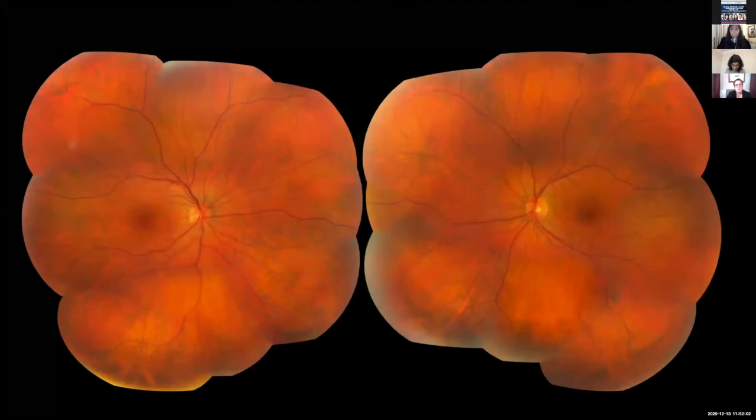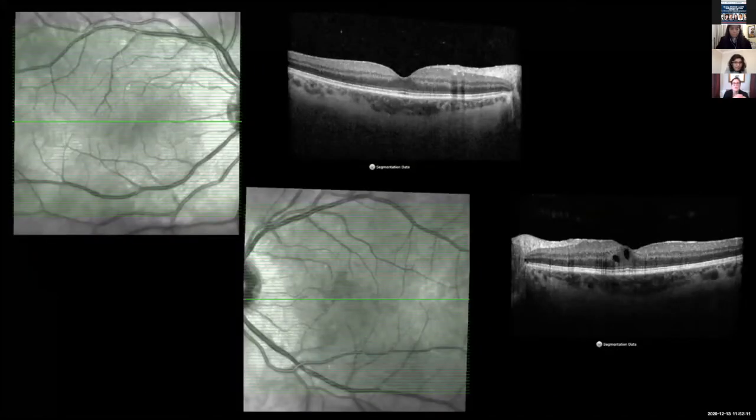So this is a montage that I put together just showing you that she doesn't have significant haze and has no visible vasculitis. So here are her OCTs, and the OCT of the right eye looks really normal. And in the left eye, we just see a little bit of cystoid macular edema. But I want to tell you that if you stop here, you're really missing 99% of her story.